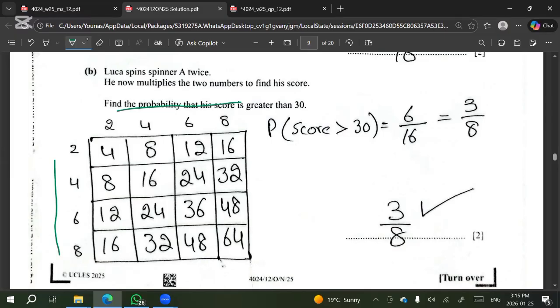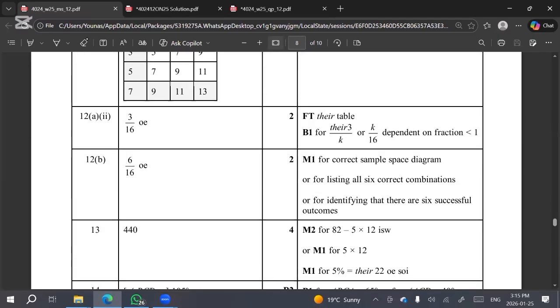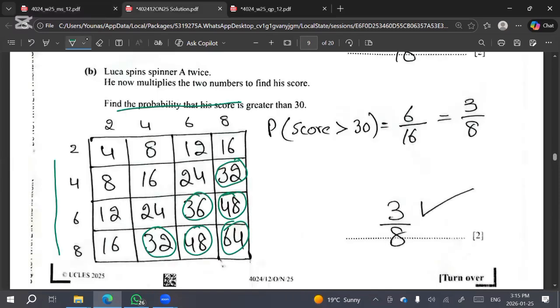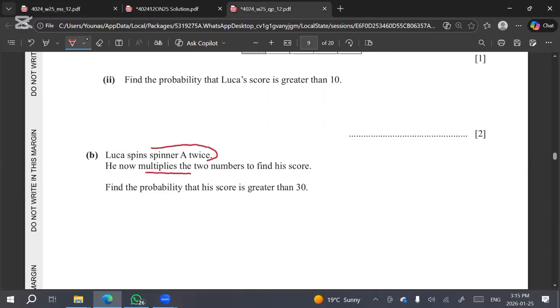They said find the probability that the score after multiplication is greater than 30. Greater than 30 is here, here, here, here, here, and here. So 1, 2, 3, 4, 5, 6. So 6 by 16. When you simplify it, it's 3 by 8. So 6 by 16, or after simplification, it can be written as 3 by 8, or equivalent. That's the right answer, sir. So this is how this is done. Question number 12 is completed. I hope you understand this question.